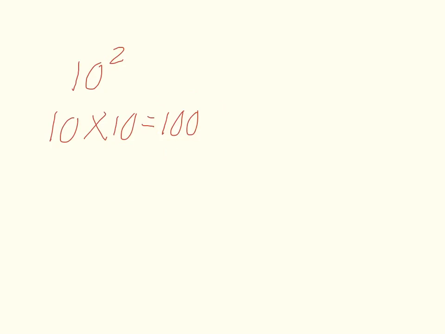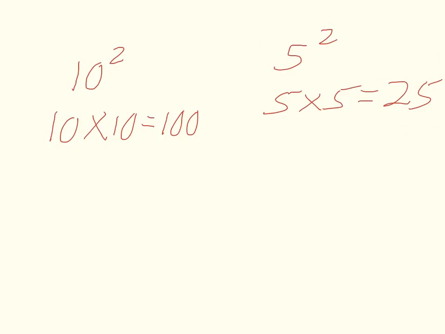Okay, you can do that with any number. If you had 5 squared, again, all this squared is saying is that you need to do 5 times 5, which is equal to 25. So 5 squared is the same as 25.